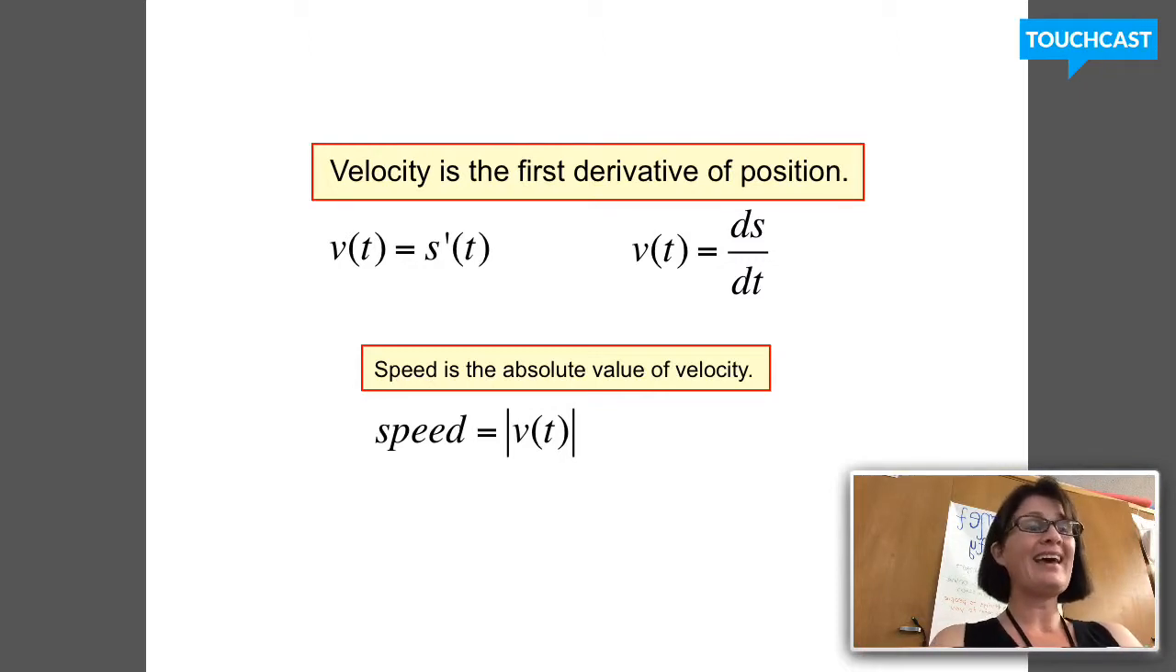Pretty commonly we use s of t. S is the function name, t is the input, so s is a function of time for distance. So we wouldn't usually use d for distance, we usually use s for distance. And then velocity is the derivative of the position function. So there's two different notations. We could say v of t is equal to s prime of t, or equivalently, v of t is the same as ds/dt, so the derivative of position with respect to time.